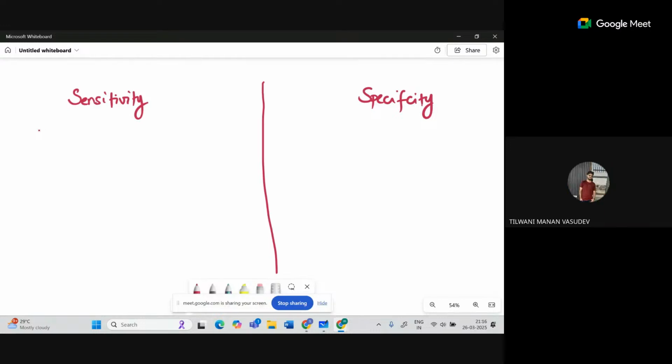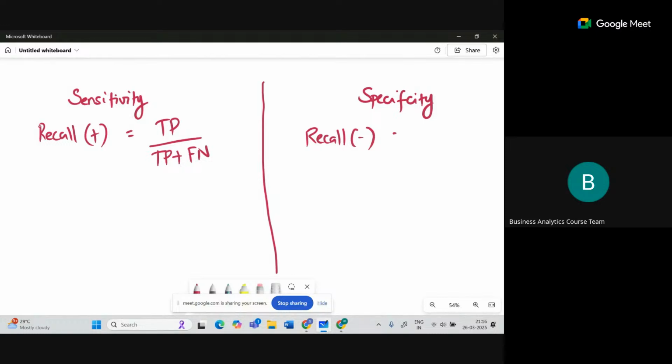So what is sensitivity and what is specificity? Sensitivity would be the precision. No, it's actually the recall of the positive class, right? And this is the recall of the negative class. And what is the formula for this? TP by TP plus FN. And this one? TN by TN plus FP.